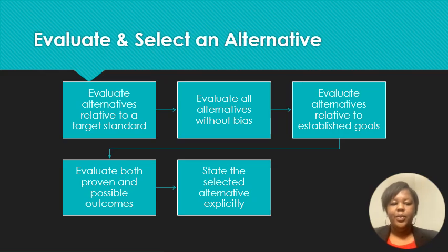Next, you want to evaluate and select an alternative. Evaluate alternatives relative to a target standard, and you want to evaluate all alternatives without bias. Skilled problem solvers use a series of considerations when selecting the best alternative. They consider to what extent a particular alternative will solve the problem without causing unanticipated problems, whether all of the individuals will accept the alternative, whether implementation of the alternative is likely, and whether the alternative fits within the organizational constraints.